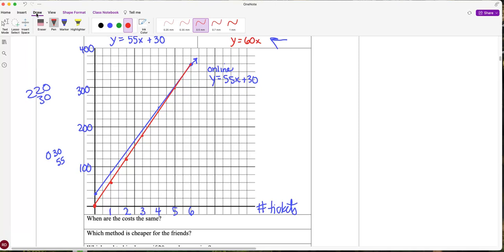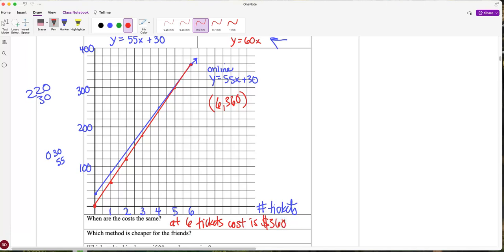Now, the question is, when were these costs the same? You can see that the cost was the same right here. Because if you plug a 6 into both of those equations, you get 6, 360. Okay, so at 6 tickets, the cost is 360 either way.